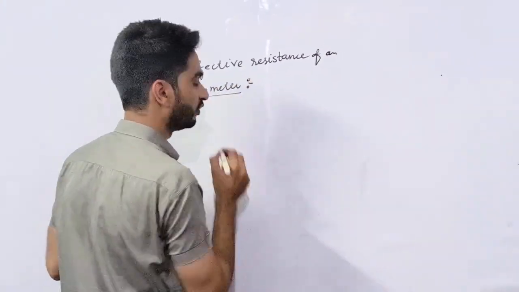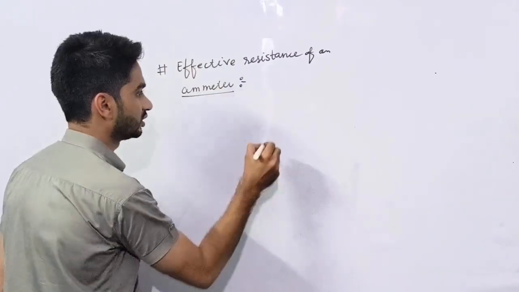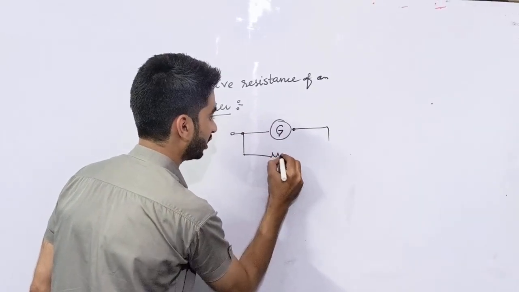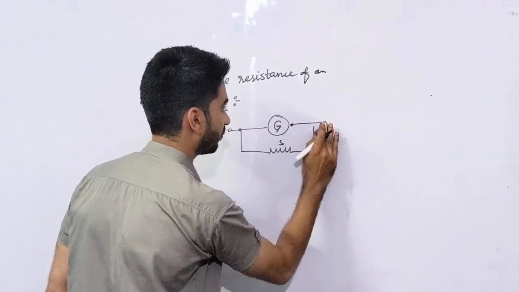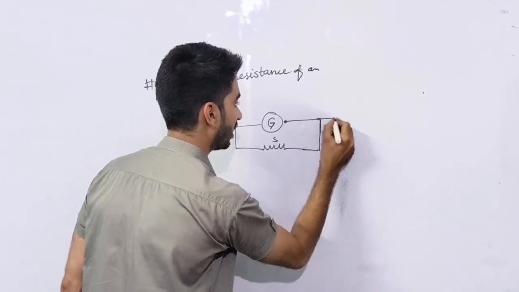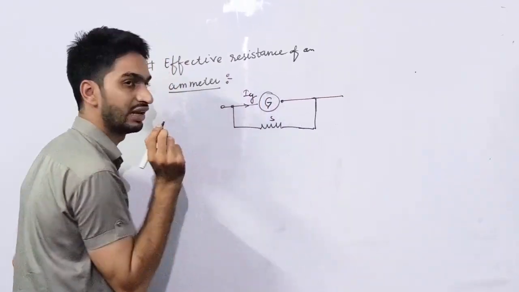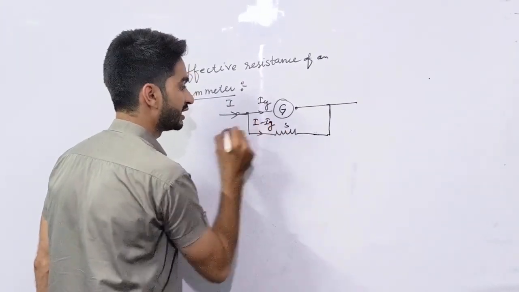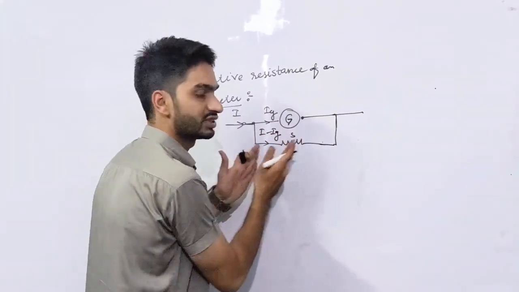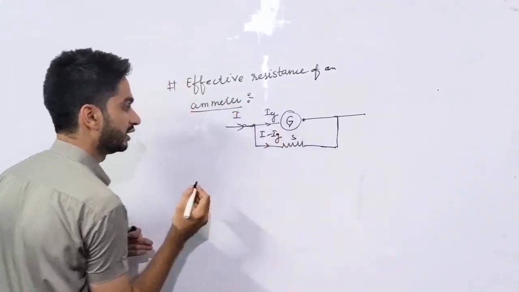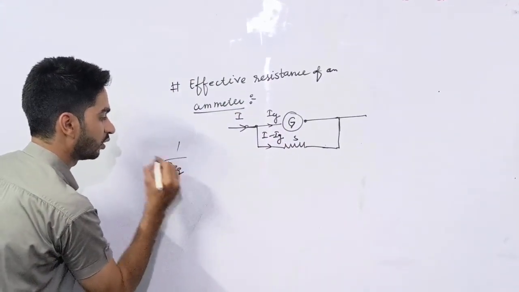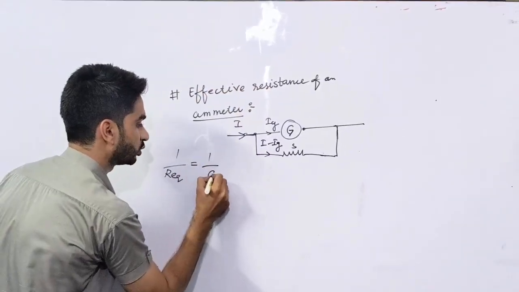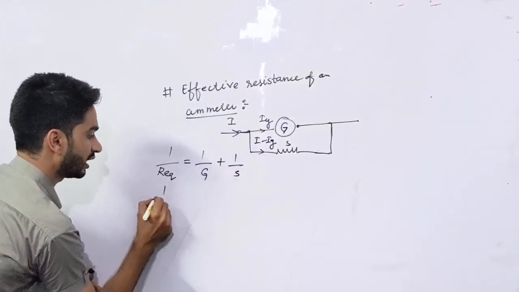For calculating this, we will again understand the circuit diagram. So again we have the resistance of the galvanometer as G. We have connected a low resistance called a shunt in parallel with this, and the main current I is coming over here, and I minus Ig will be going through this low resistance called a shunt. Since they are connected in parallel, we will use the formula of R equivalent for resistances connected in parallel, which equals 1 upon G plus 1 upon S.